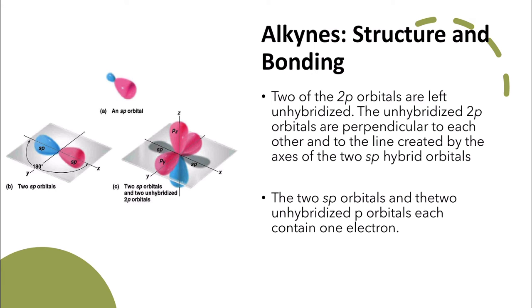The two sp hybridized orbitals arrange themselves as far away from each other in space as possible, so they are linear. The other p orbitals are perpendicular to the plane of the sp orbitals. So all three are perpendicular to each other in space.